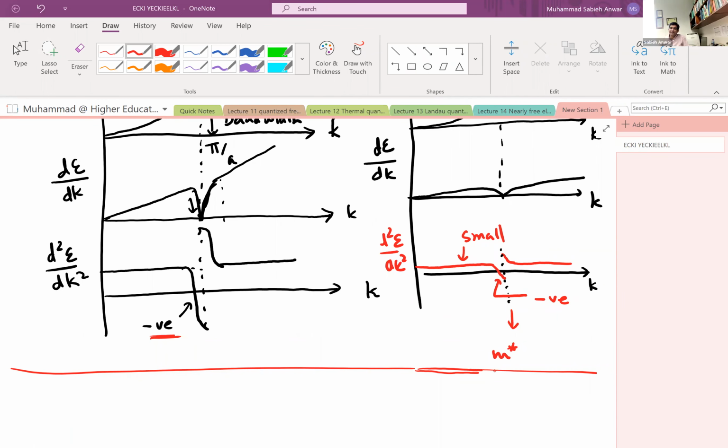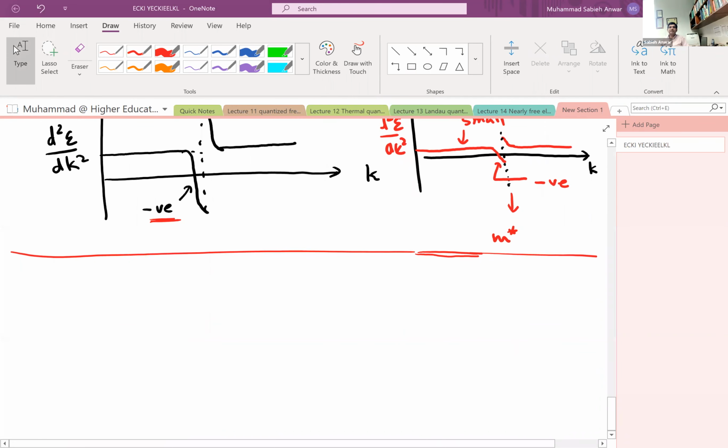Okay, I'll try. So what is mass? Mass determines acceleration in response to a force. Okay. Now, if the acceleration is negative, the mass will be negative. So let me see how that works.